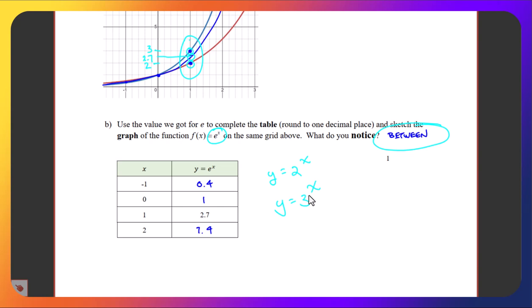Using 2.7-ish and raising it to these powers and rounding, clearly anything to the 0 power is 1, but these other values are rounded. 2.7 to the first is about 2.7, and we have other values here to get our blue graph above.